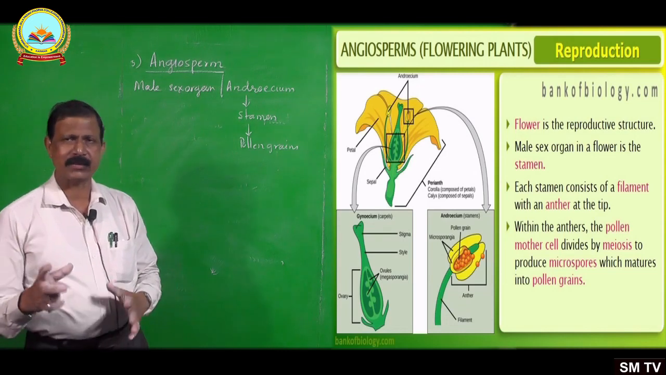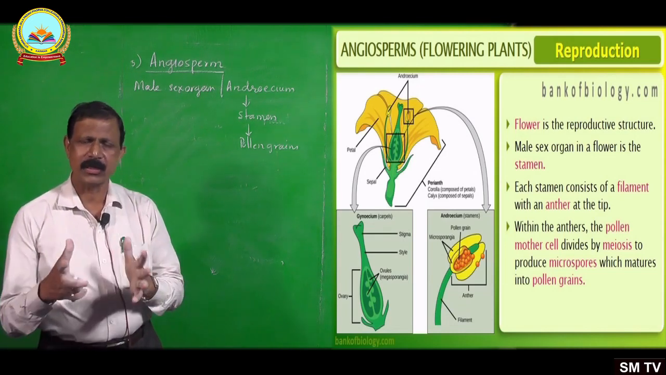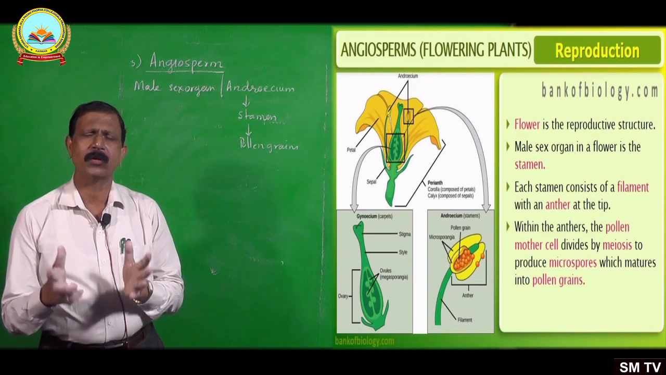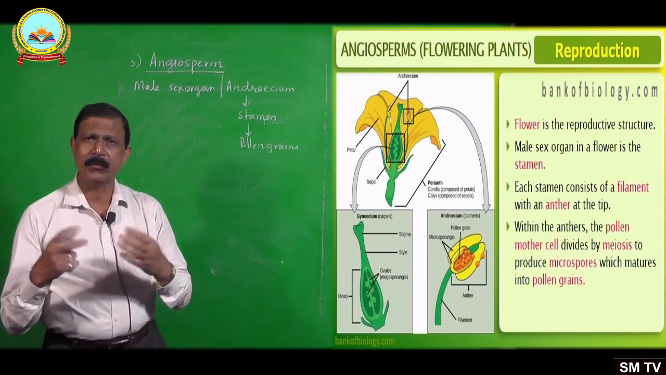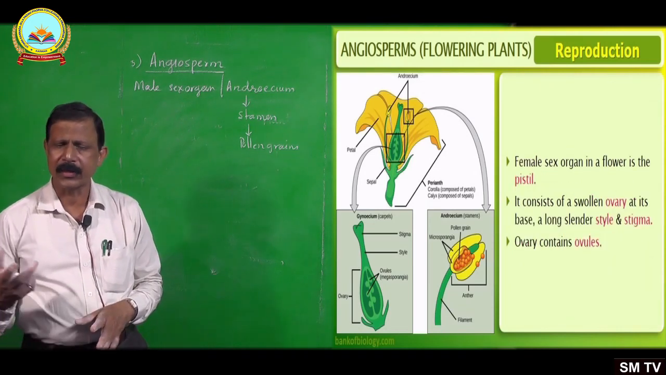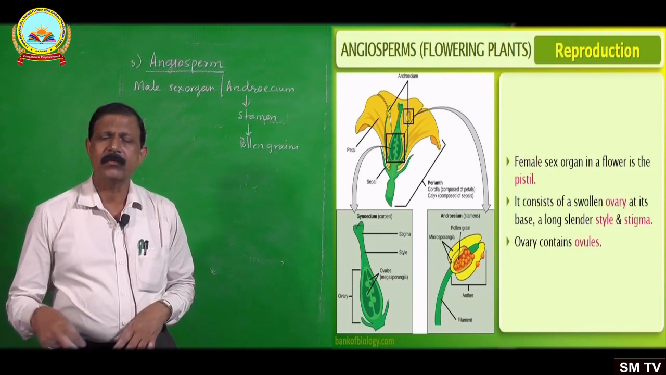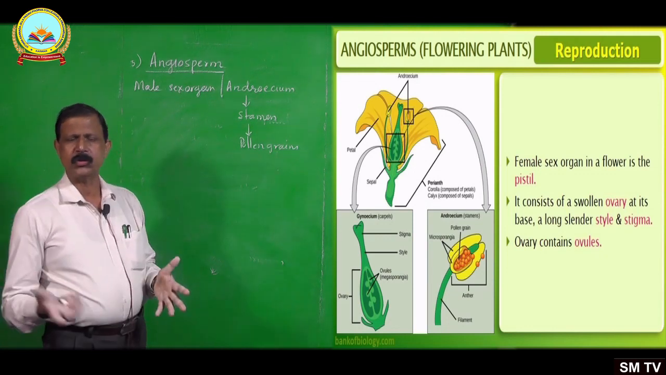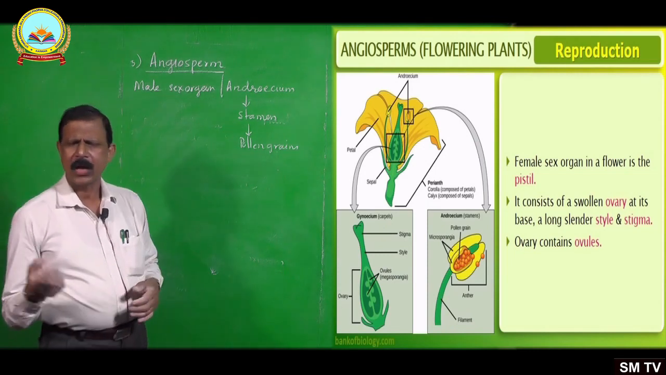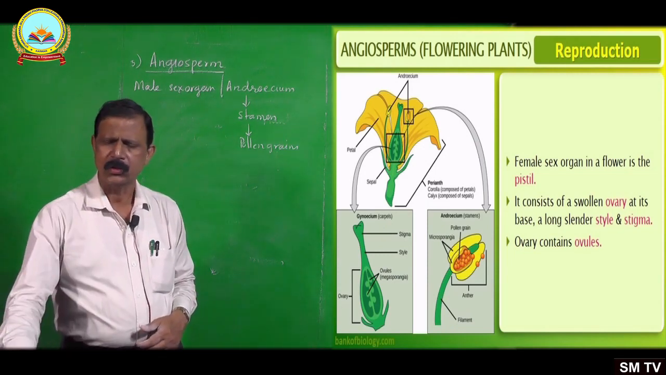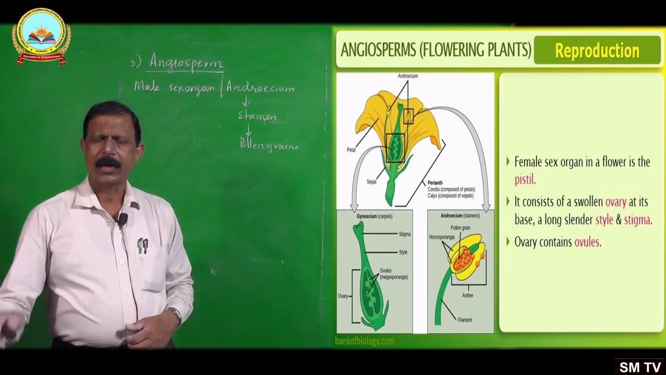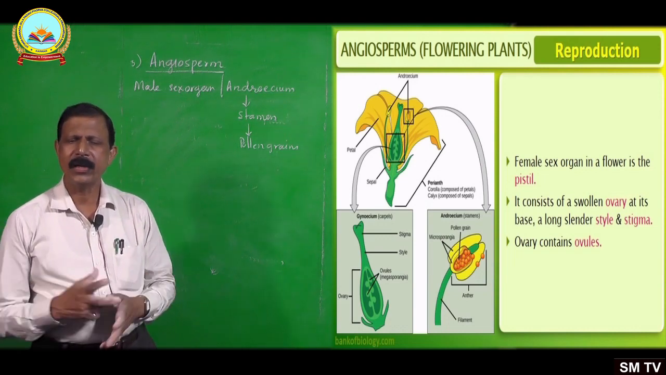So within the anther, within the stamen. The stamen contains a large number of anthers, and when the anther bursts, the pollen grains come out. In other words, the pollen mother cell divides meiotically to produce a large number of microspores, and these microspores mature into what? The pollen grain. And such a pollen grain is a male gamete.